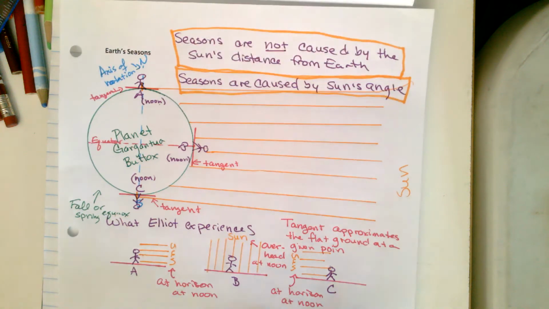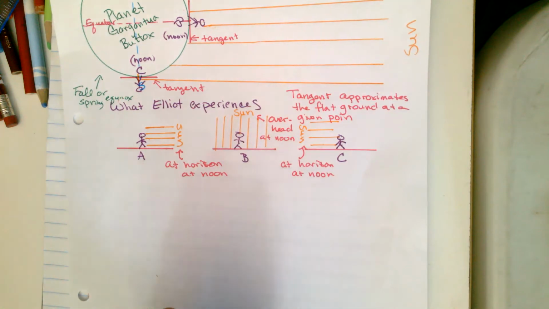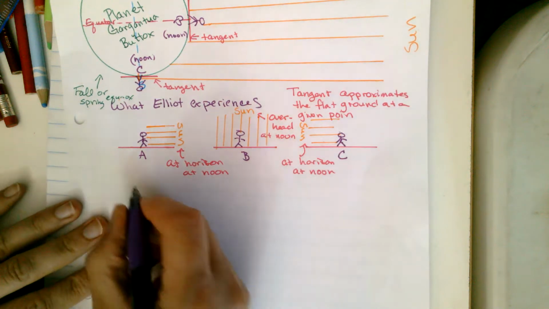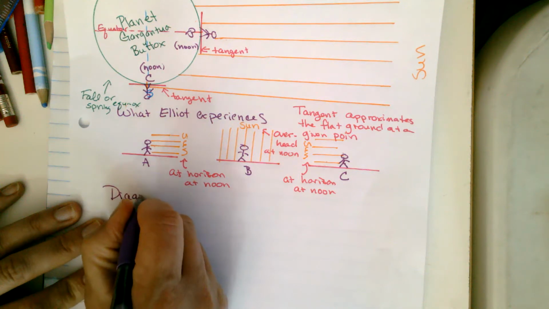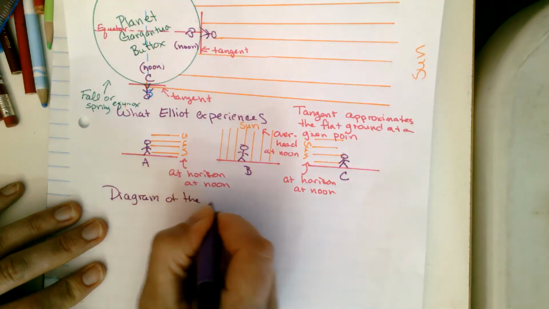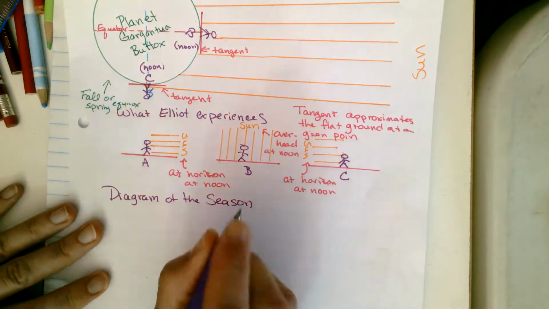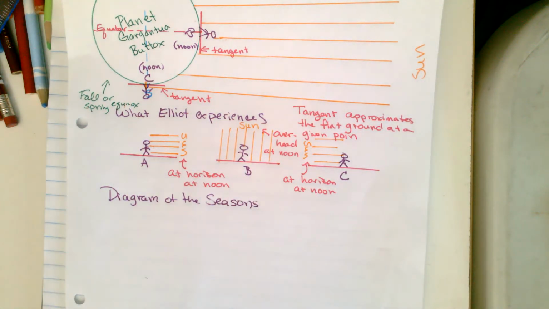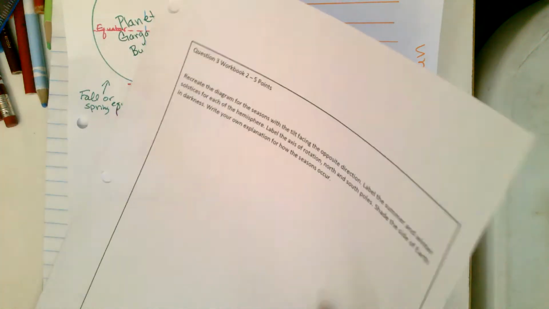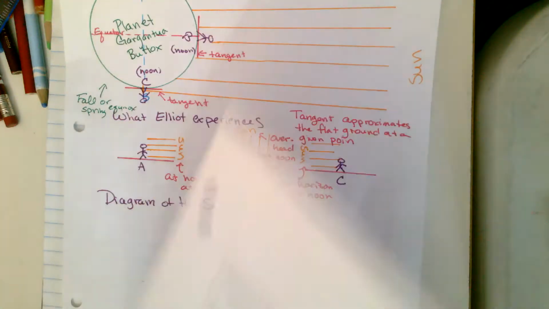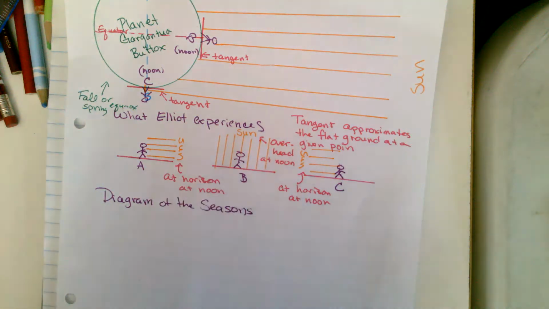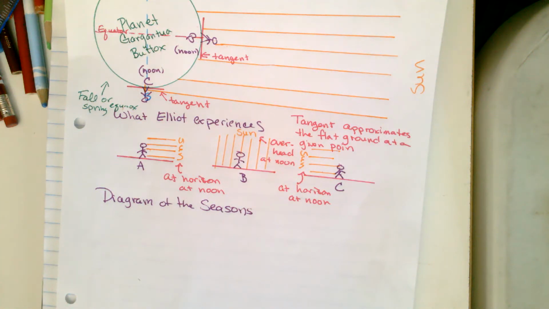Now, down here, this is going to be the diagram of the seasons. Put that in big letters. Diagram of the seasons. On the next page, this is the diagram I want for this next question that's showing up over here. I want you to redraw this with the tilts. This is the diagram that I want for this next question. So, just redrawn with the tilts slightly different.